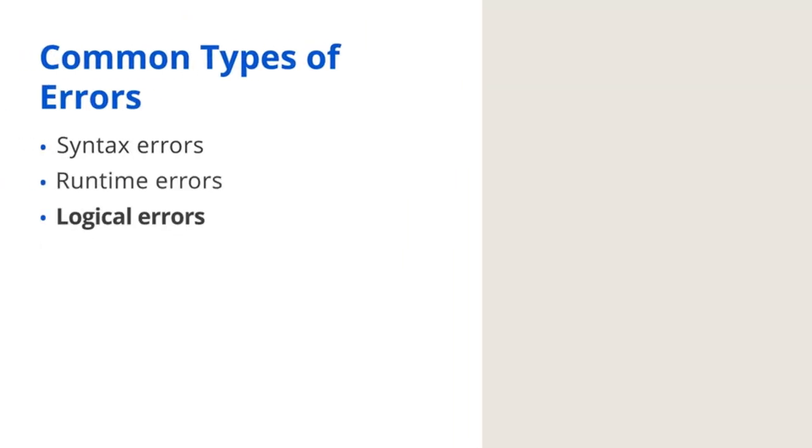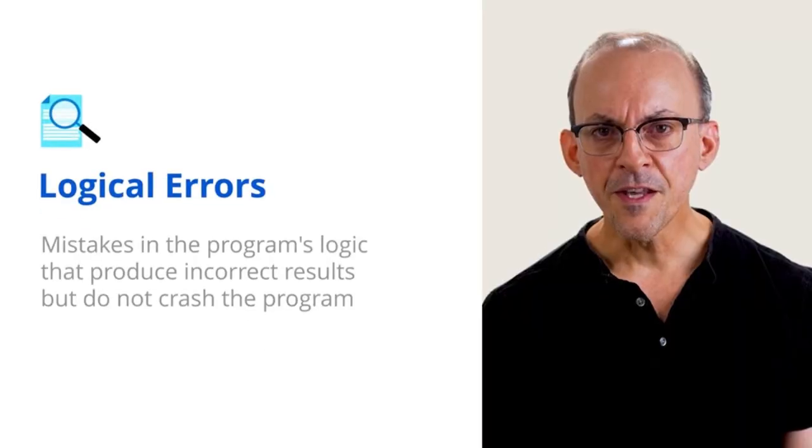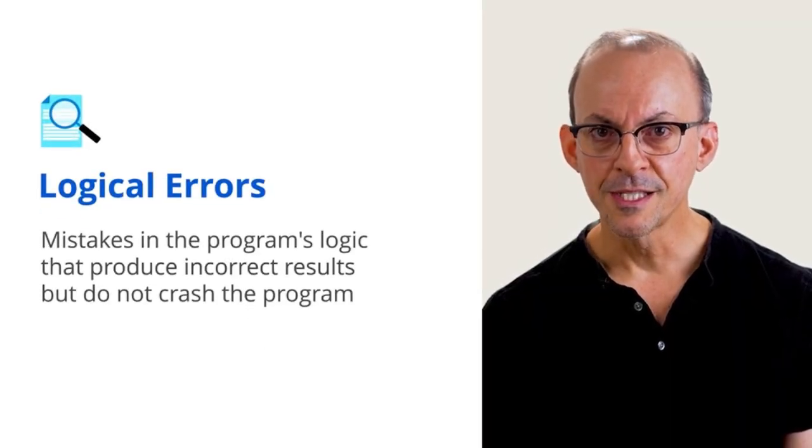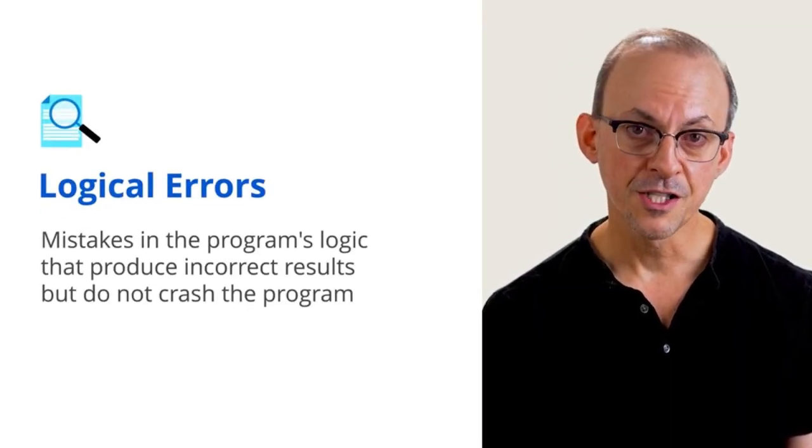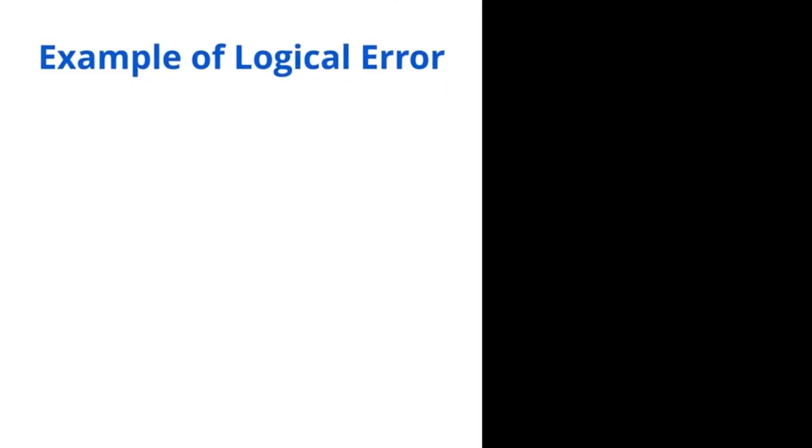Let's examine logical errors. Recall that these are mistakes in the program's logic that produce incorrect results but do not crash the program. Logical errors are often the hardest to spot because the code syntax is correct. So the compiler compiles, nothing crashes, and the code appears to work, but it produces incorrect results. Let's look at an example.